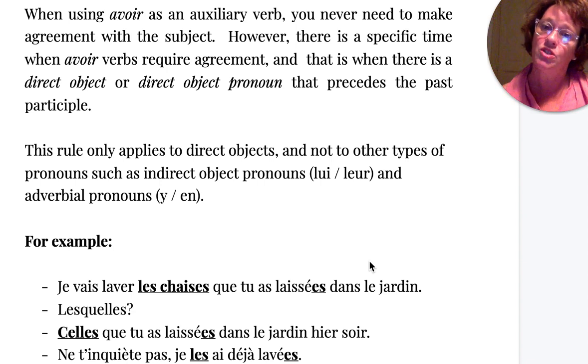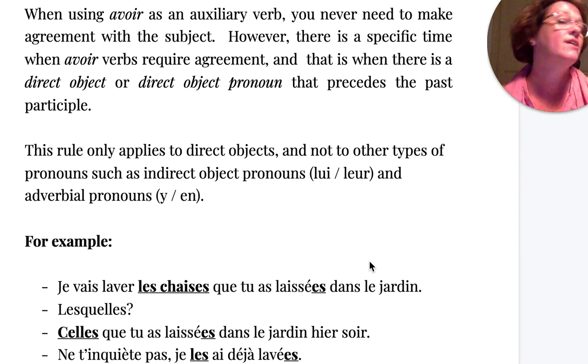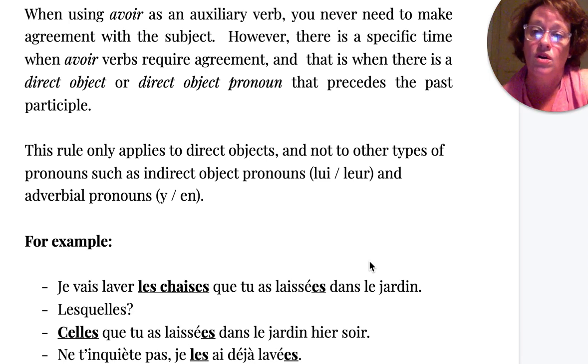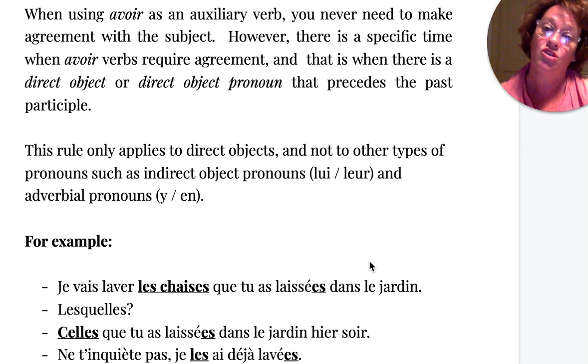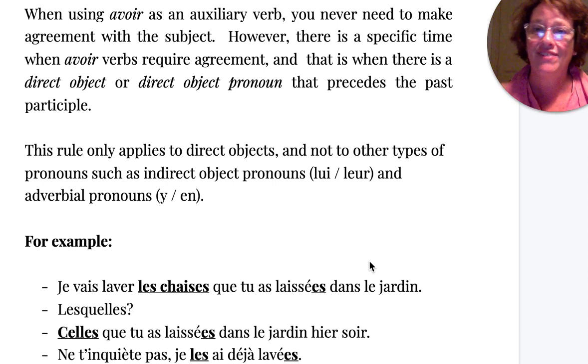Okay, when you have a direct object pronoun or direct object before the past participle, you need to look at the direct object pronoun and say, well, is it masculine? Is it feminine? Is it plural? Or is it singular? Those are the four big questions when we talk about agreement in French, right? So if your direct object pronoun or direct object is feminine, you guessed it, you have to add an E to the past participle. If it's plural, then you have to add an S to the past participle. If it's feminine and plural, then yeah, you have to add an E and an S to the past participle.